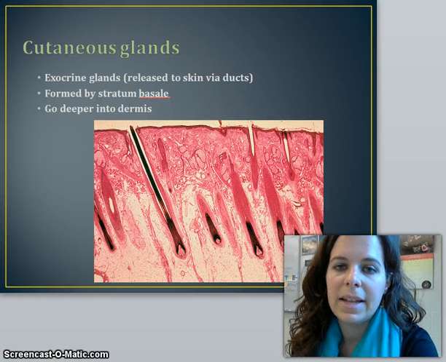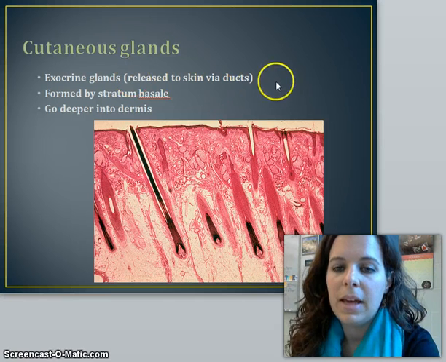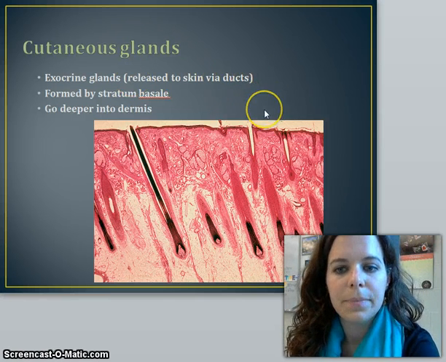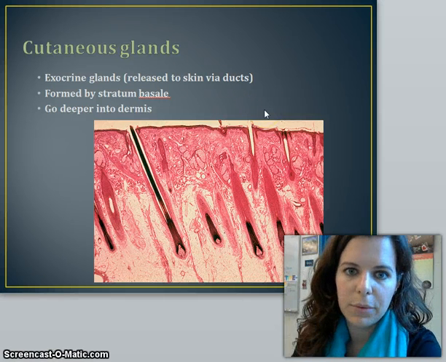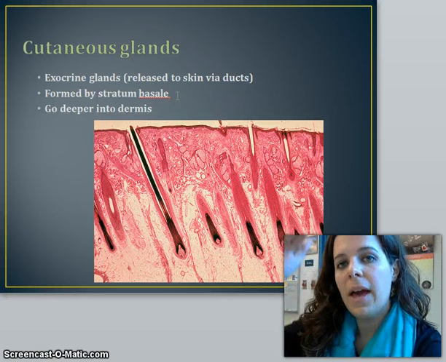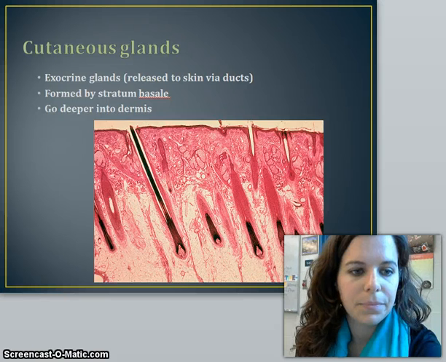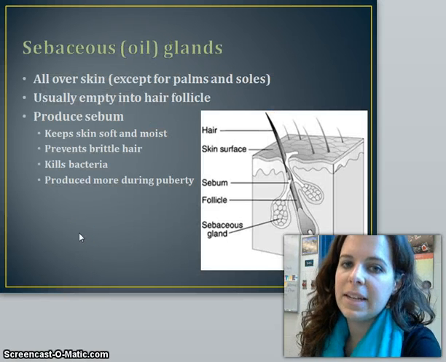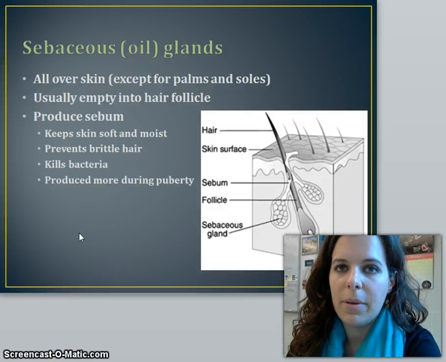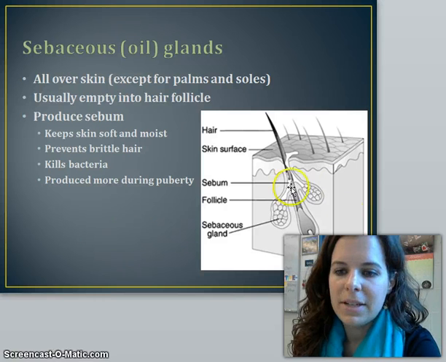So there's many glands in your skin called cutaneous glands, and they are all exocrine, meaning their products are released to the skin via ducts, or tubes that they travel through. They are formed by the stratum basale, and they actually, instead of going up like the epidermal cells, they'll go down into the dermis. So the first gland is the sebaceous or oil gland. It's all over your skin except for the palms of your hands and the soles of your feet. It usually empties into a hair follicle.